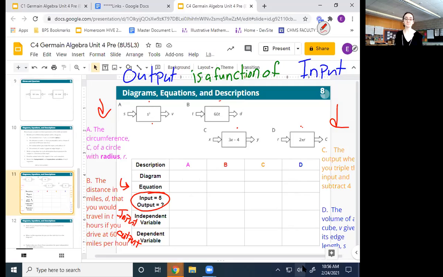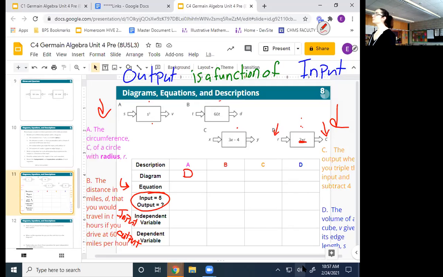Nice job, Aiden. Nice job, Haley. Nice job, Claire. Nice job, Julia. What were some indicators that that was the one that matched it, Dylan? What told you? It has the same variables. Very good. The variables are the same. I also said this one has a pi in it, and that's the only one that's really talking about a circle. So that would be the only one that involves pi.